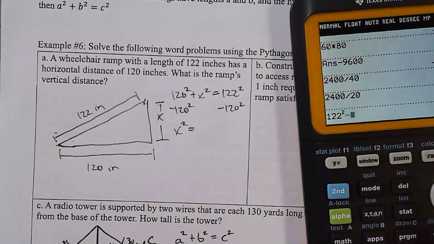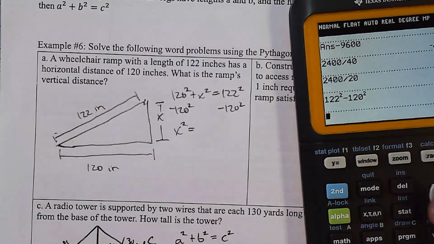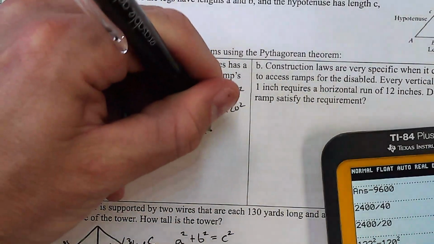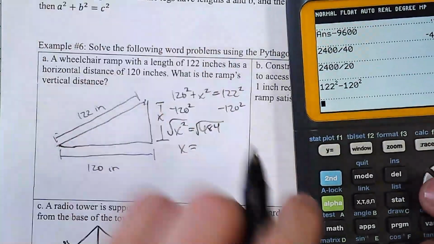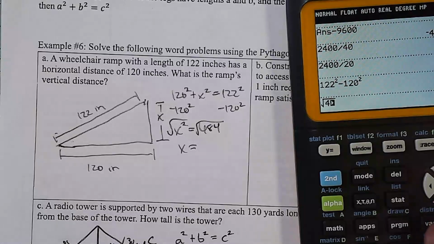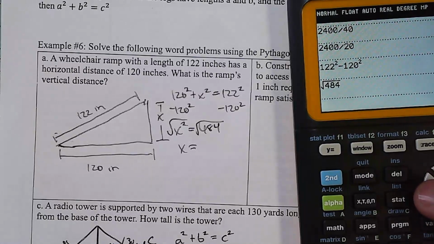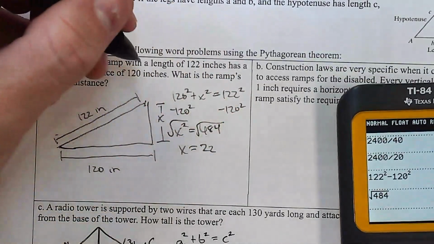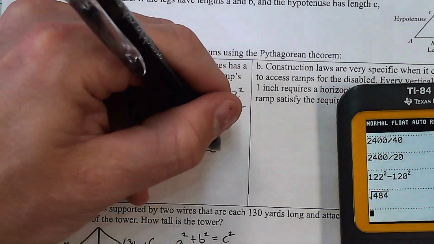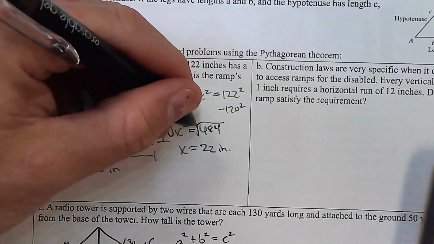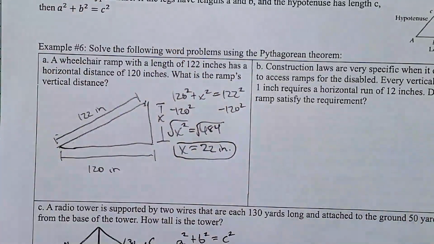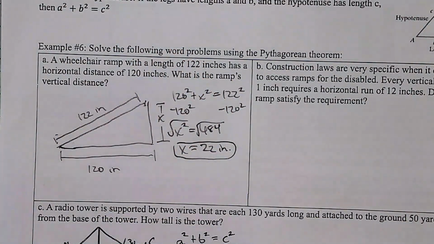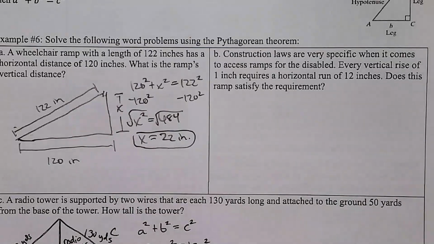That gives 484, and then the square root. You don't need the plus or minus on this one because you wouldn't have a negative length, so 22 inches. I'll pause there. I'm giving away the surprise here.